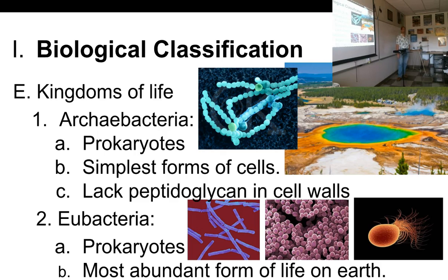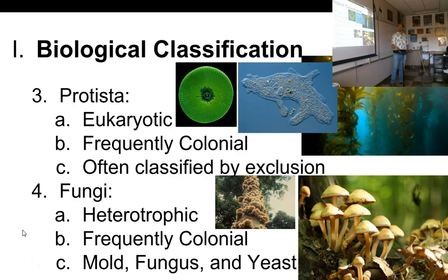This is the most abundant form of life on Earth. If you were an alien visiting the planet and you wanted to know what's the most successful kind of life on the planet, it's not you and me with regard to population. There's tons more bacteria in the world than there is anything else. So the most abundant form of life on Earth is actually bacteria. The third kingdom is Protista.